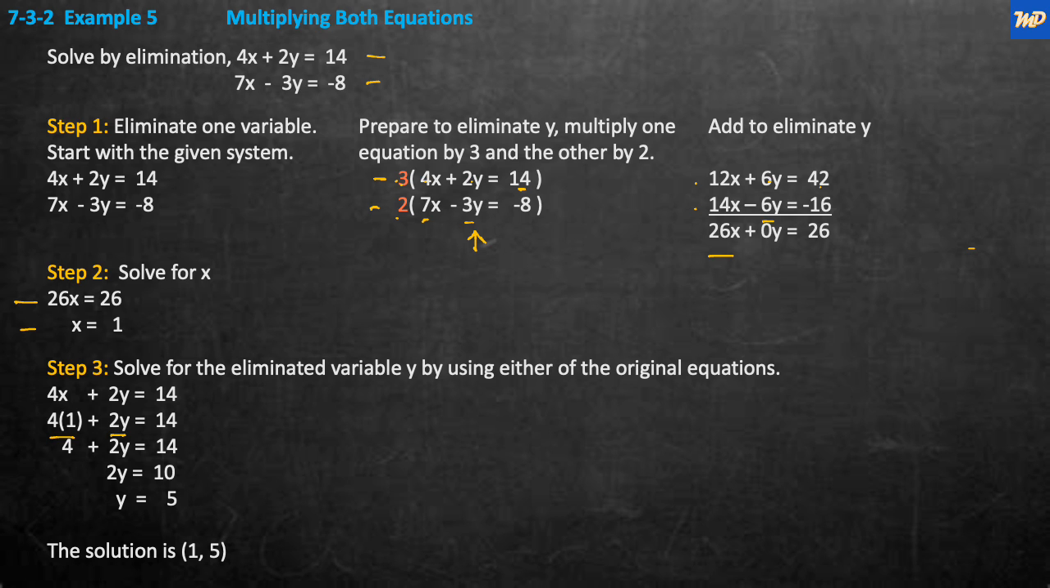We're going to subtract the 4 from each side. We get 2y equals 10, and divide both sides by 2. y will be equal to 5. There's our solution. x equals 1. Here's our 1 right here. The solution is (1, 5), and y equals 5. And here's the solution right there.